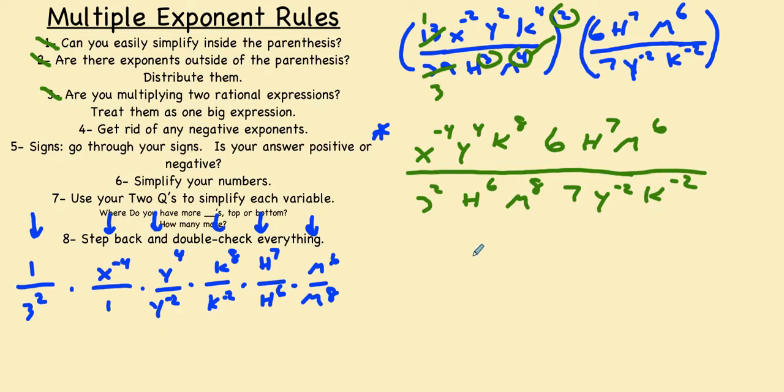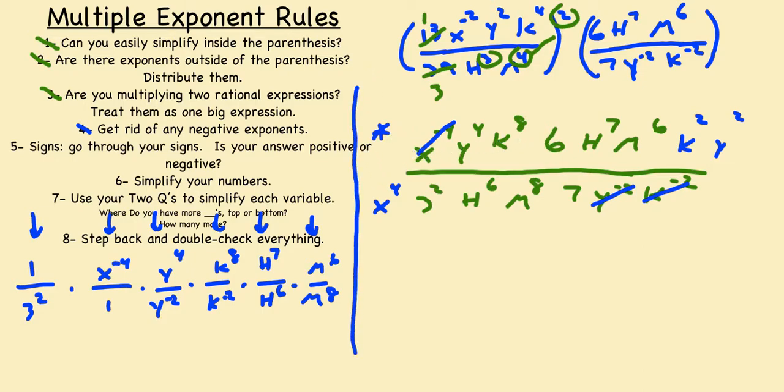I'm actually just going to hop back over here and jump to number 4, get rid of my negative exponents. I have an x to the negative 4th there. I'm going to bring that down. I have a k to the negative 2. I'm going to bring that up. I have a y to the negative 2. I'm going to bring that up. And I think I just got rid of all those negative exponents.